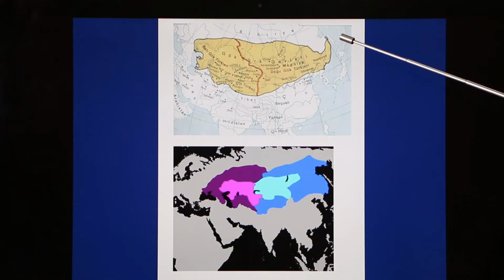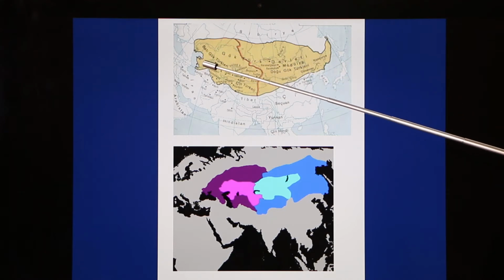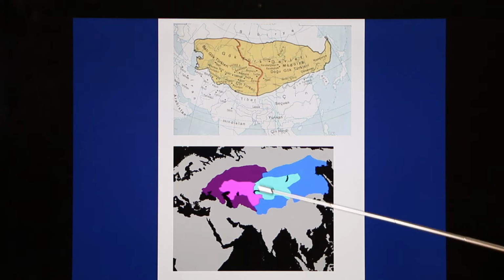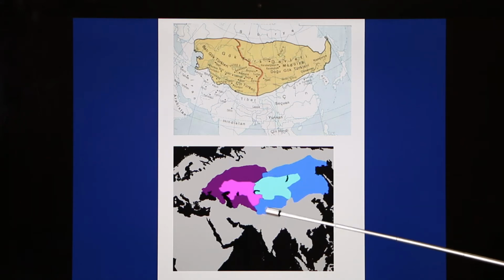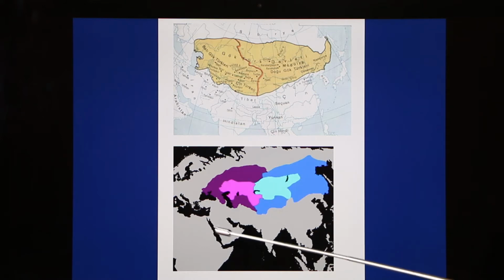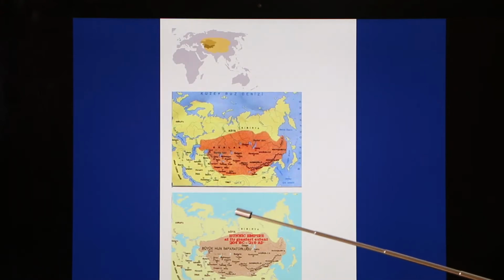we get the so-called Göktürk. So these are the celestial Turks. And they stretch all the way from what is now the Pacific coast, all the way to the Caspian Sea. And you see there's a split between these lighter ones and the darker ones. So these are the East Turks and the West Turks.